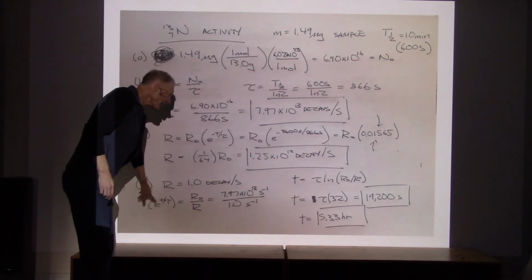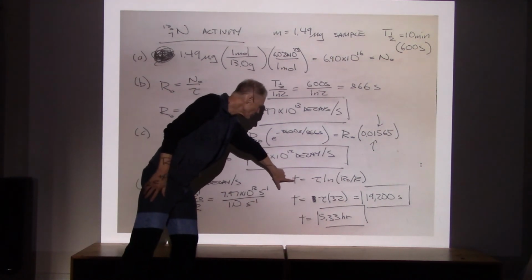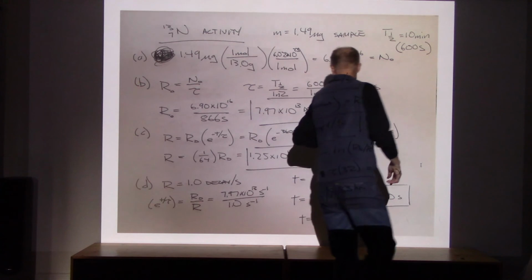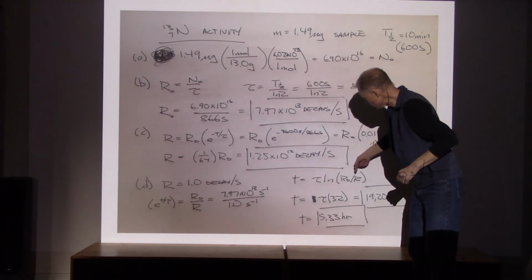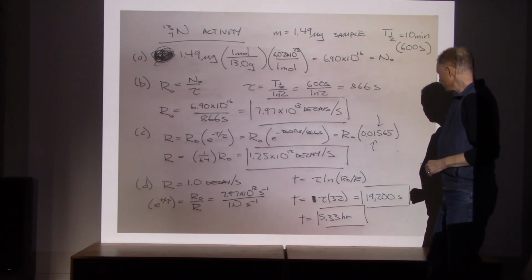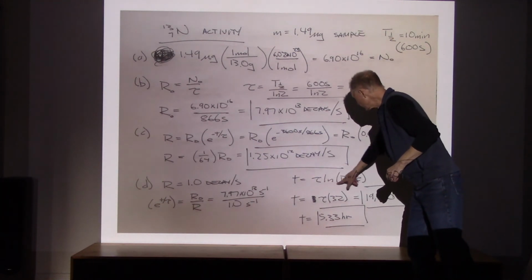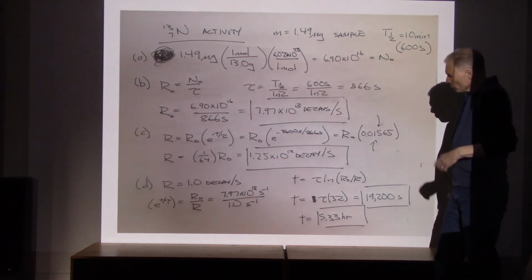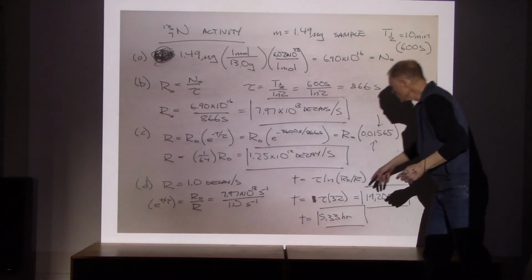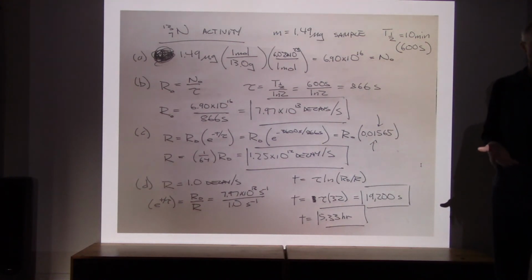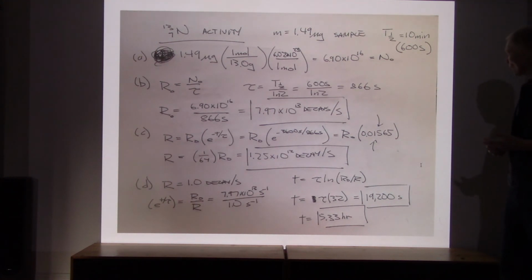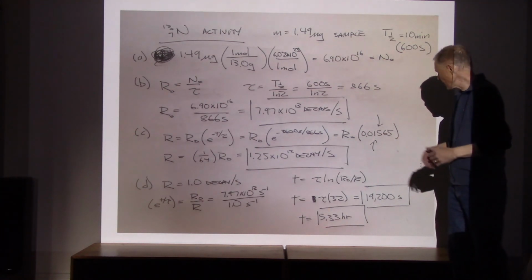If I carry out that calculation in terms of t, that's what it looks like. So t is equal to the lifetime times the ln of that ratio. And when I carried out the ln of that ratio, that worked out to be about 32. So I'm going to have to wait 32 lifetimes, not half-lives, but lifetimes. 32 lifetimes will be enough to bring us all the way down.